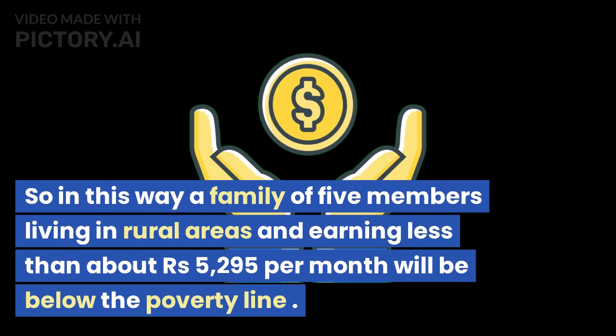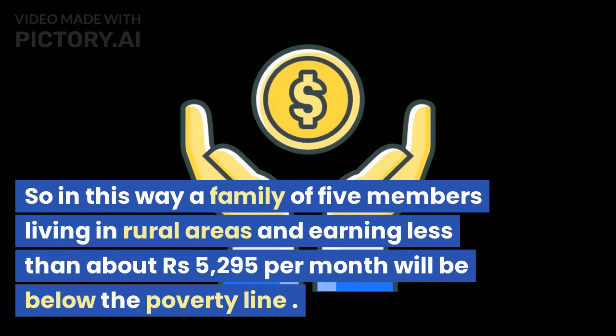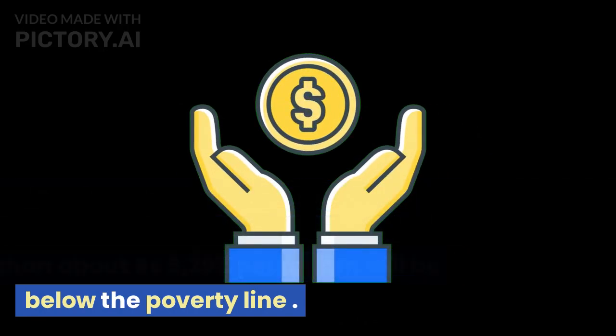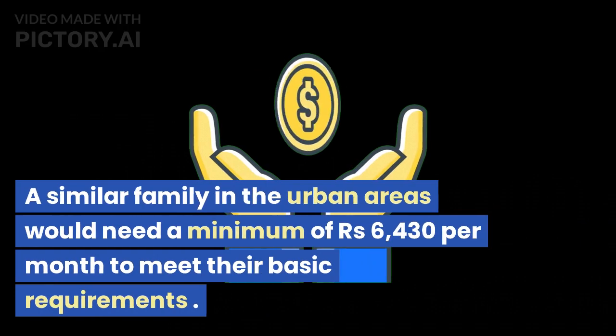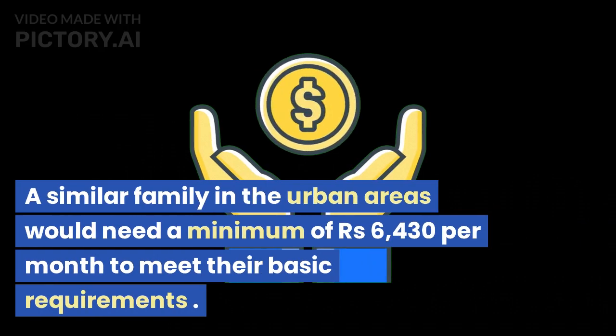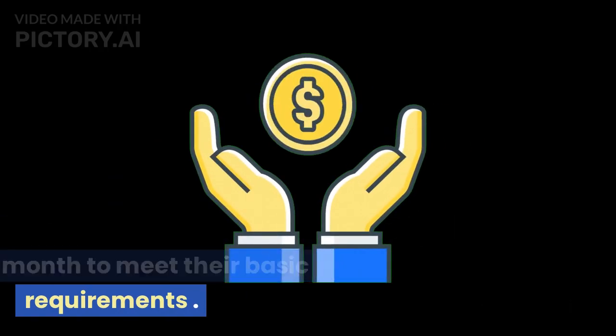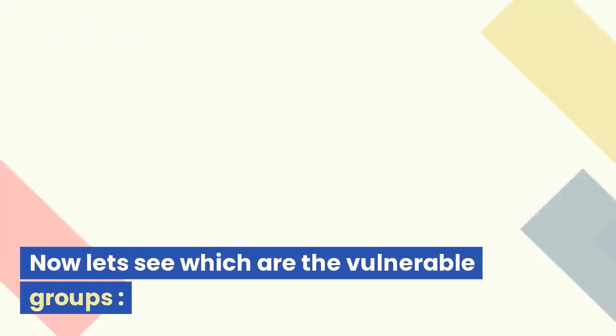So in this way, a family of 5 members living in rural areas and earning less than about 5,295 rupees per month will be below the poverty line. A similar family in the urban areas would need a minimum of 6,430 rupees per month to meet their basic requirements. Now let's see which are the vulnerable groups.